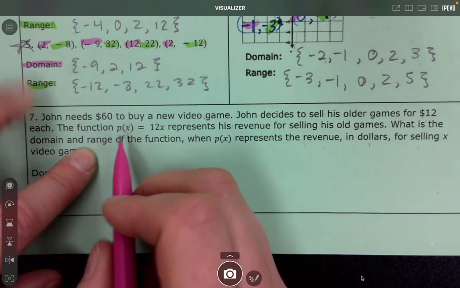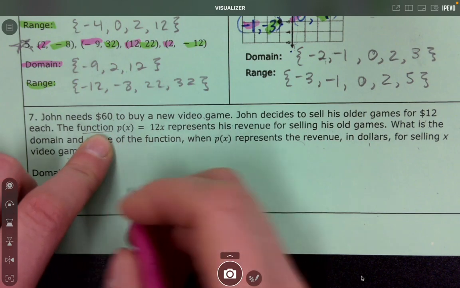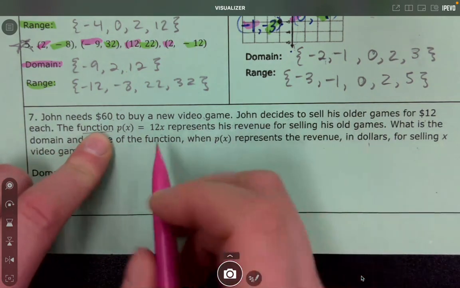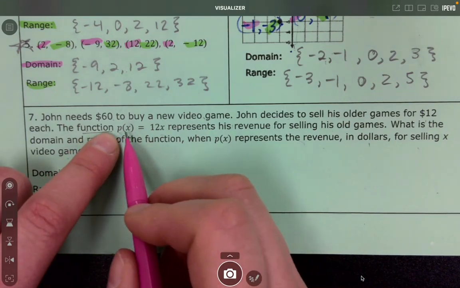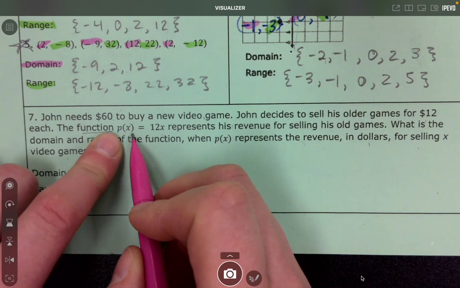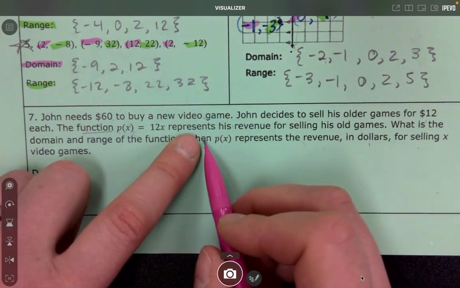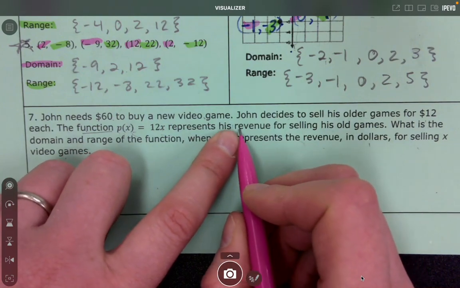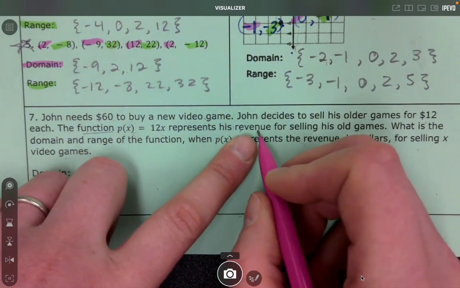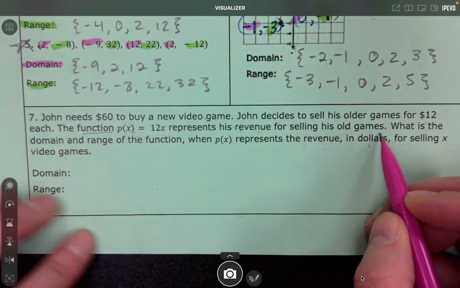The function, and you might not really know what a function is yet in math. It's a special kind of relationship between x and y. So we'll talk about that more in the coming weeks. And then we read this P parentheses x, we read that as P of x. And we're going to learn more about that next week also. So the function P of x equals 12x represents revenue. And so this is where I had to pause in class and talk about how revenue is really the profit. That's the money that he's making for selling his old games.